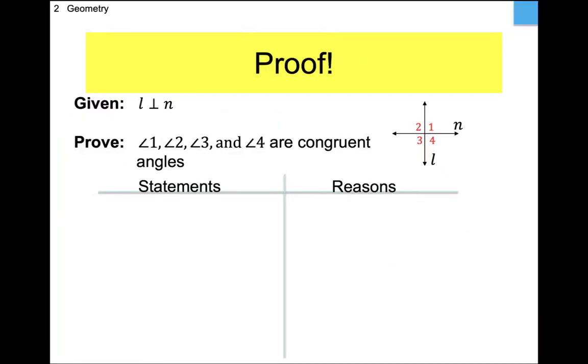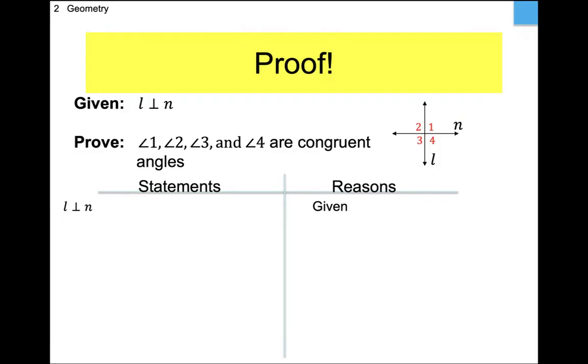All right, so let's do a proof. So let's see, what am I trying to prove? I'm trying to prove that if you have perpendicular lines, that all four of those angles are congruent. So let's see how that's done. Let's think this through. There's many different ways you could do this particular proof, and it doesn't really matter the starting step, but there's probably two statements that you could make about this. We'll start with the first one.